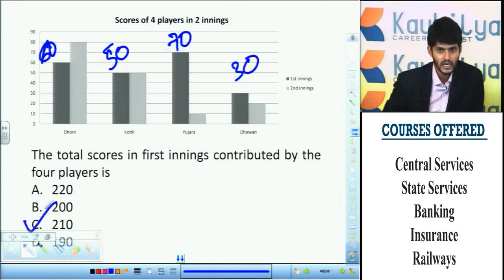So in problems of data interpretation, you will either get a pie chart or a bar chart or a table chart or a line graph. So basically it's all about interpreting the data and using mathematical operations like addition, subtraction, multiplication and division, or calculation of percentage to arrive at the answer.